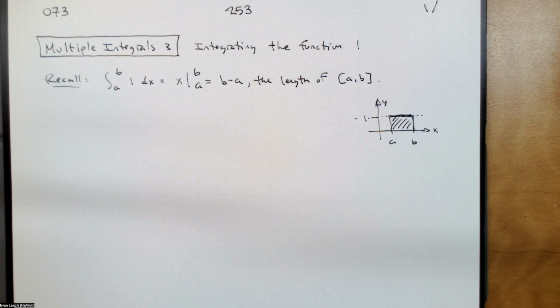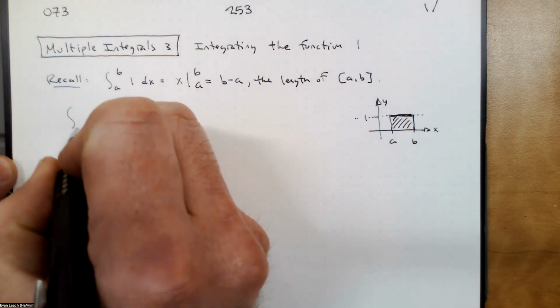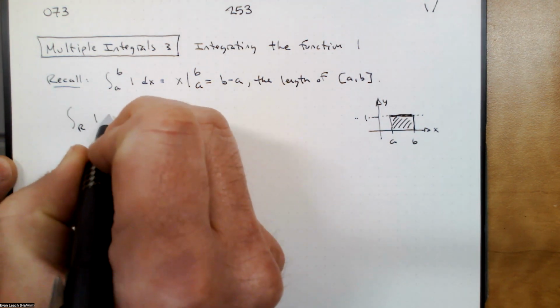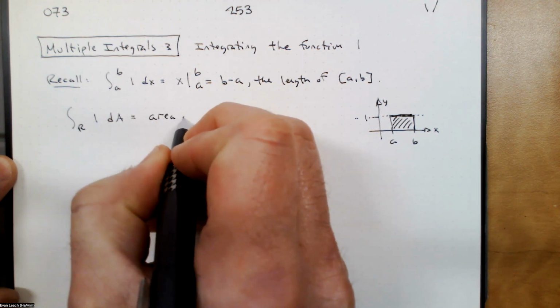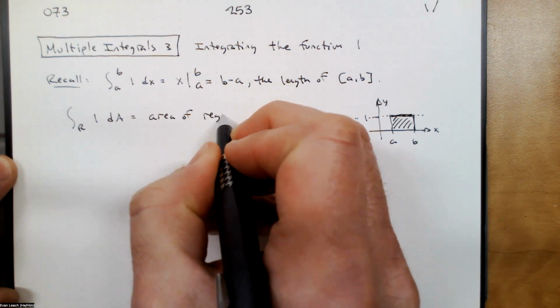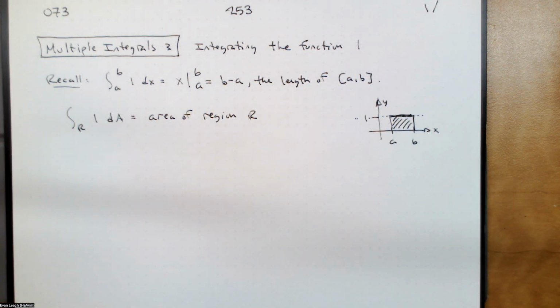The same thing happens if we integrate a double integral, the function 1 over a region. If we integrate over a region R the function 1 dA, this will give us the area of the region R.